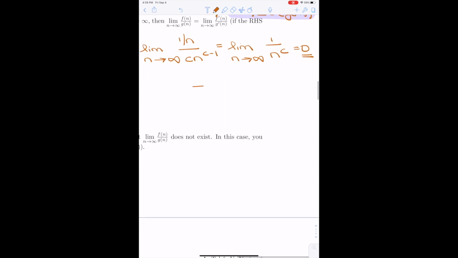And clearly here, this definition lets us conclude that log n is definitely big O of n to the c.